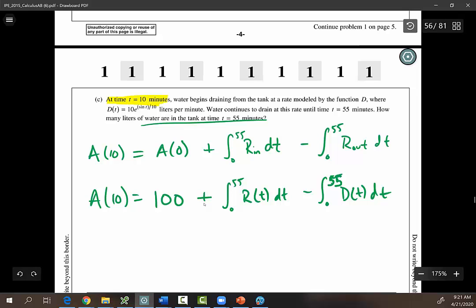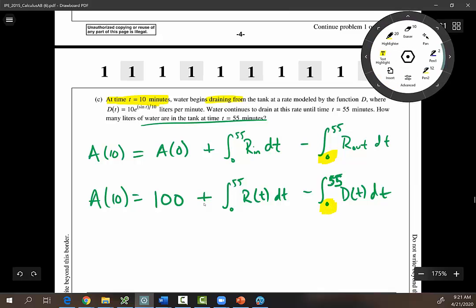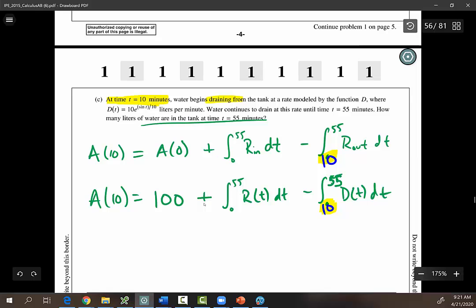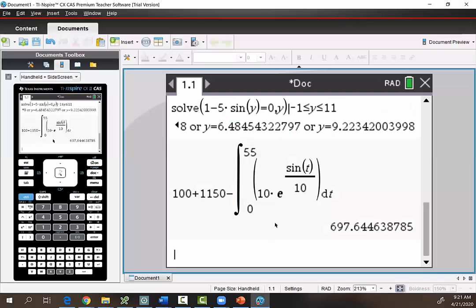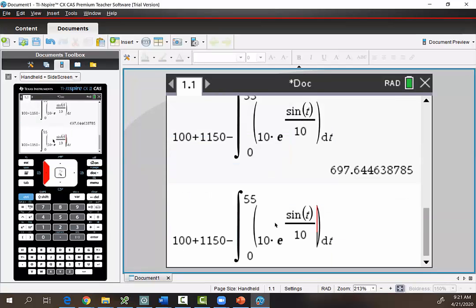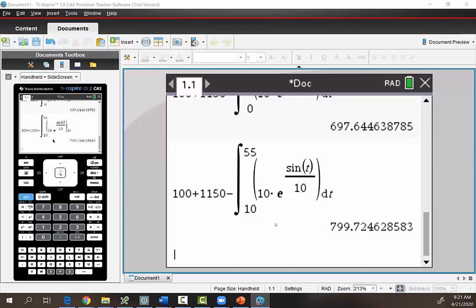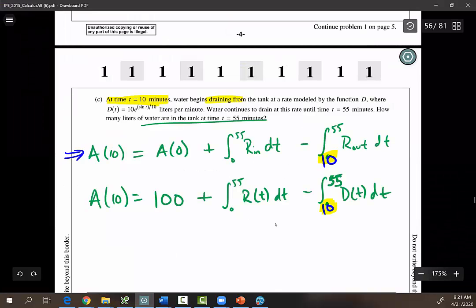So it says at time 10, water begins draining. So I put a 0 here. That's actually not 0. That's actually 10, because it doesn't start draining until 10. So that's definitely a common mistake that can happen, right? It's just really about going carefully, making sure we're looking at exactly what they're giving us and writing exactly that down. So I kind of jumped ahead because we're so used to this formula. But we just need to be careful.